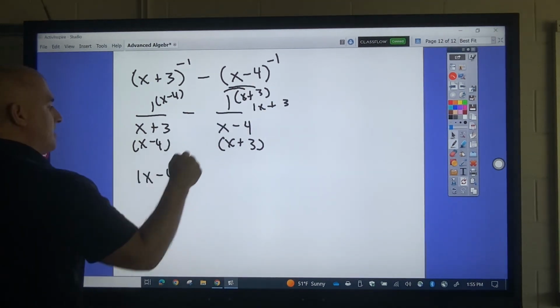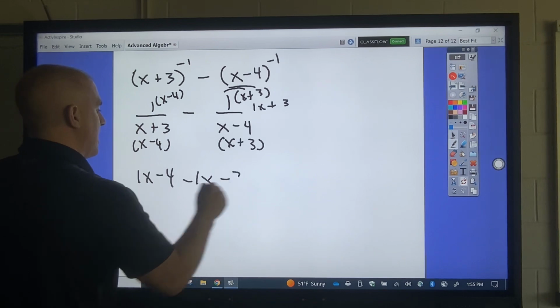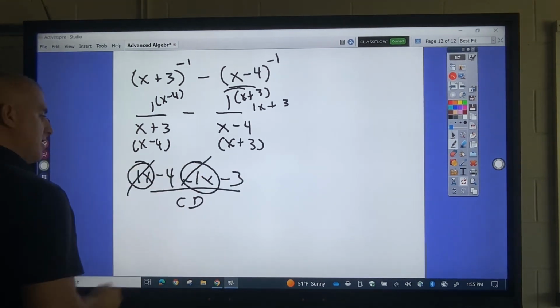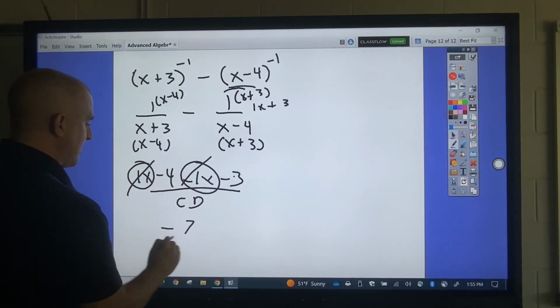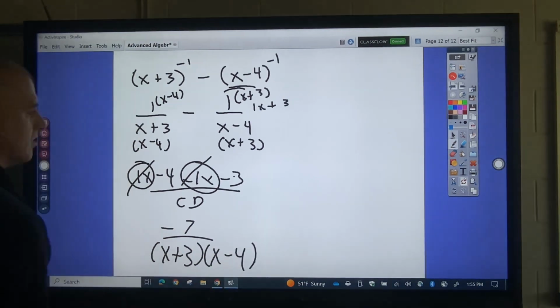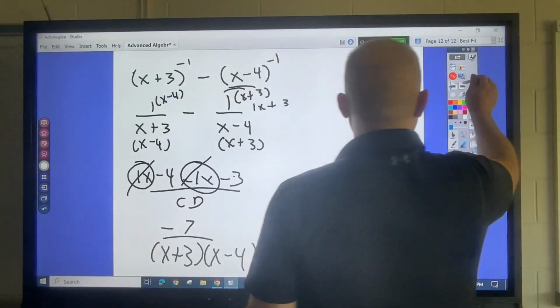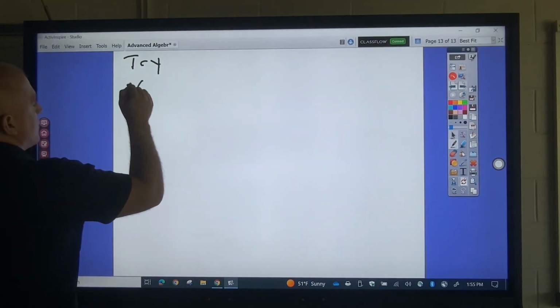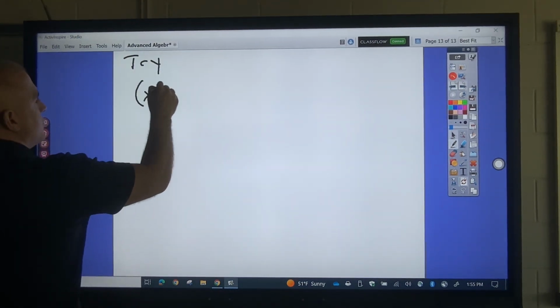Now, since it's minus, I change that. I change that all over my common denominator. 1x minus 1x, that's just going to disappear. Negative 4 minus 3 is negative 7 all over x plus 3, x minus 4. Okay? Why don't you guys try? So there's nothing overly complicated there. I just wanted you guys to see that.